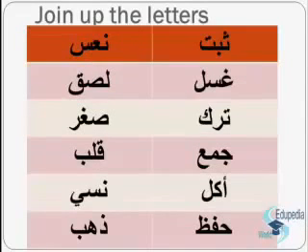So here are the answers. This is the way to write ثبت, غسل, ترك. This is the naughty letter. There should be a small space between ra and ka because it cannot be joined from the left side. Here جمع, أكل, حفظ, نعس, لصق, صغر, قلب, نسي, and ذهب. So if you write most of them or all of them correctly, this means you get the idea perfectly in a proper way.